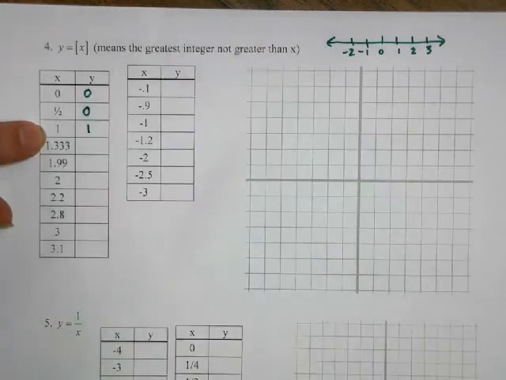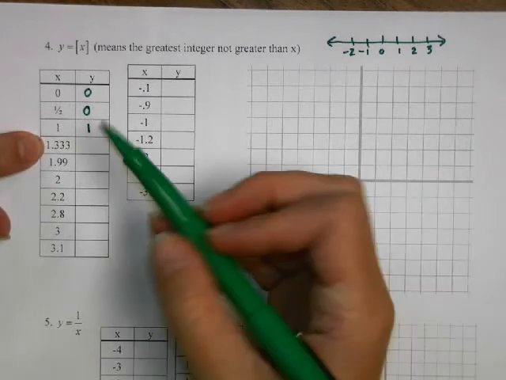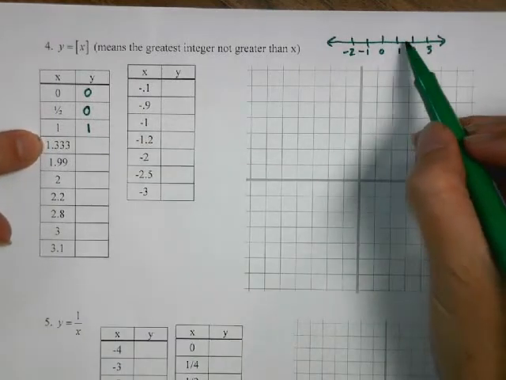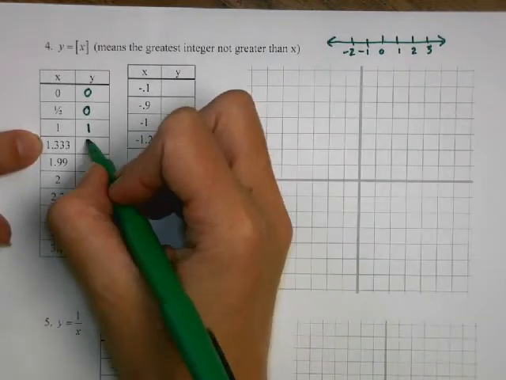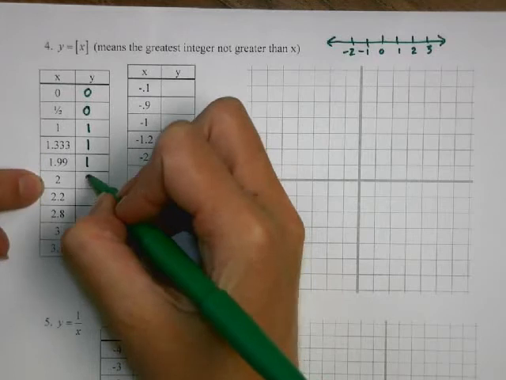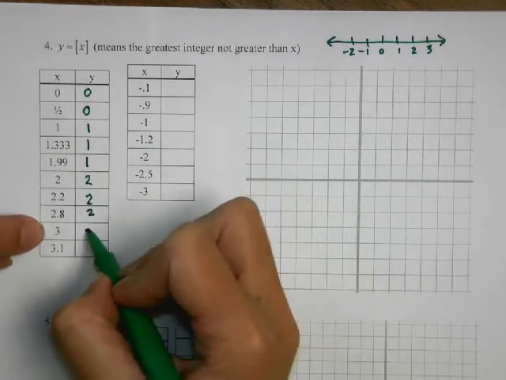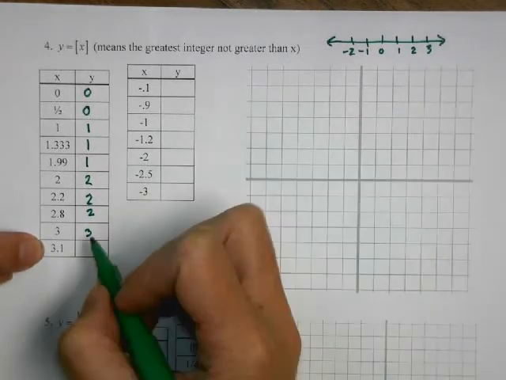But as soon as we get to 1, we are 1. So all integers are themselves. It's these in-betweens that shift. So 1.33 is going to be, the greatest integer not greater than that is going to be 1. 1.99 is still going to be 1. Then we jump up to 2. These will be 2. 3 will be 3. 3.1 is going to be 3, and so on.